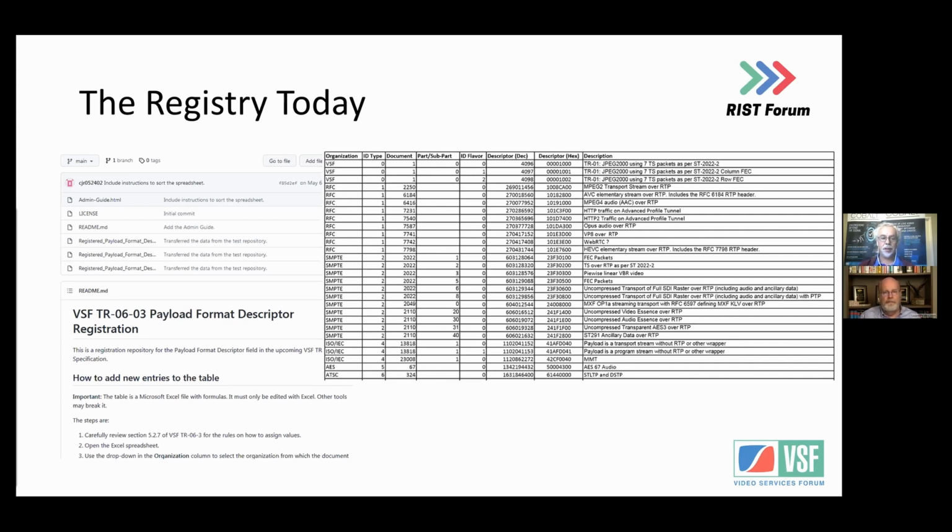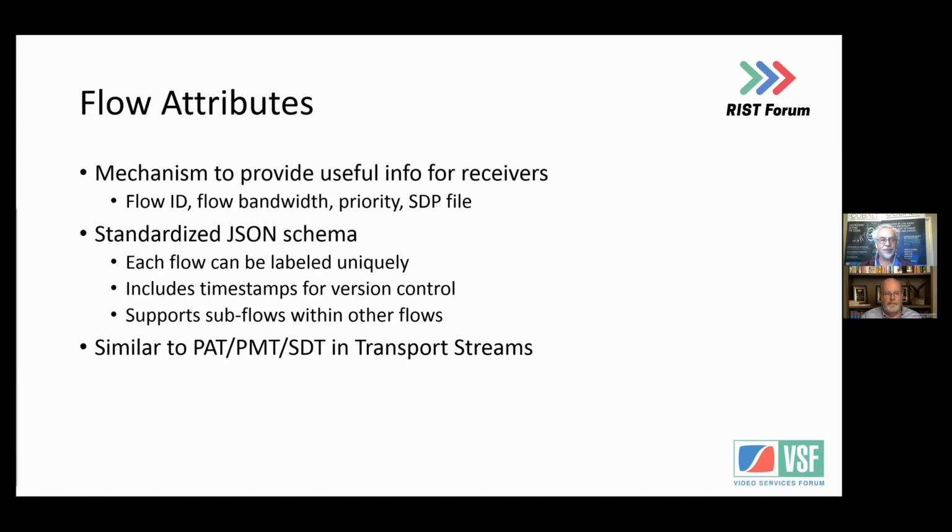Yeah, I think this was well designed. You code the standards organization and the standard number, and if there is a part or subpart, you code it in there. It's all described in the TR, which you will all be able to read once we approve it. The next thing is flow attributes.